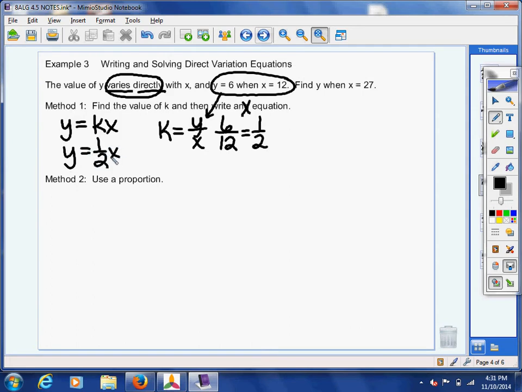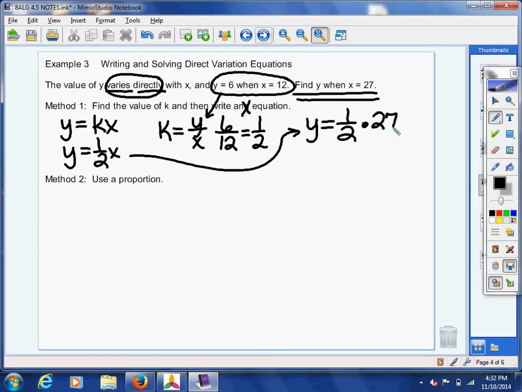And there's our equation. Now we're not finished, because this part is what we're after: find y when x equals 27. They gave us what to plug in for x so we can find y. So I'm going to bring my work over here, and instead of writing x, I'm going to plug in 27. In essence, what they're asking me to do is find half of 27.